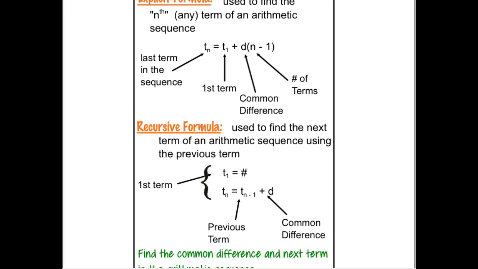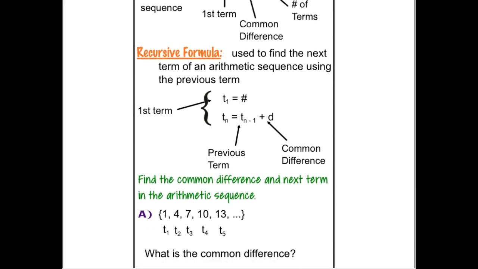Now this recursive formula is the one that a lot of you guys tend to struggle with, which is interesting because it's the easier of the two. This can only be used if you know a previous term or the first term, because you have to have that previous term to find the next term. It's as simple as you add that difference, whether it's positive or negative, onto the term that you had to get the next term, just like you would do normally when you're given the sequence.